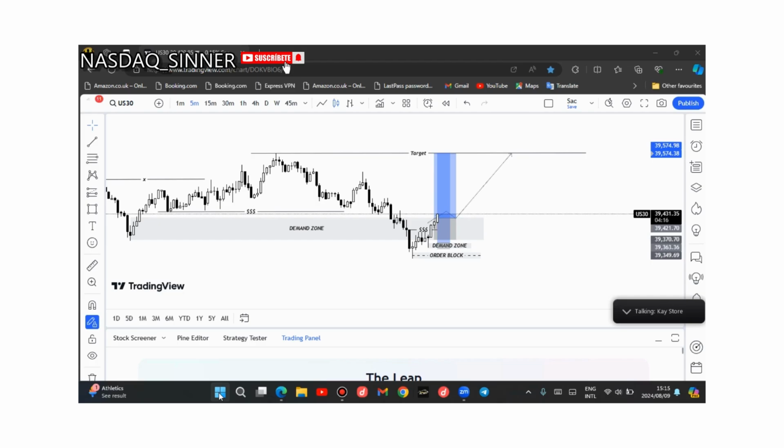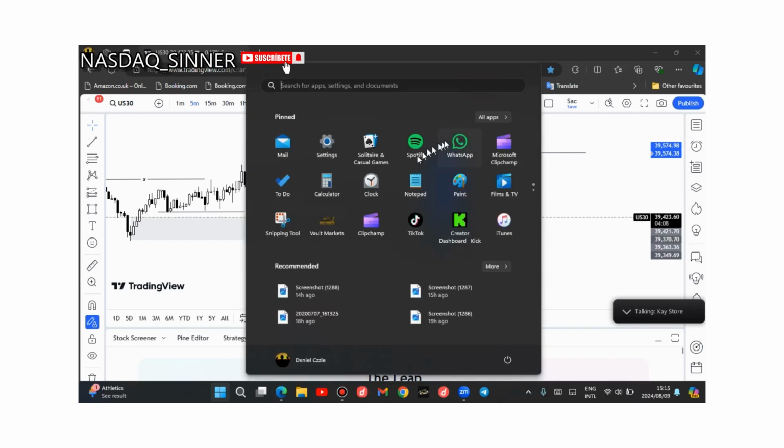USDT now. SL is here. SL is below 39. 9355.86, and then TP is open.